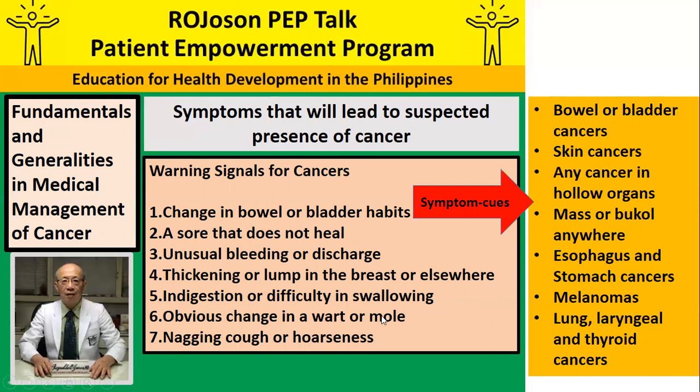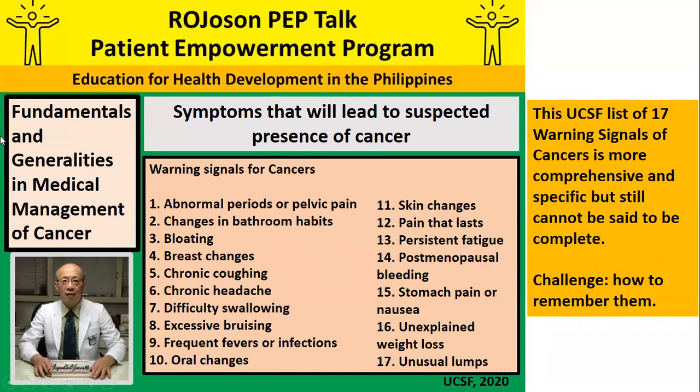Obvious change in a wart or mole: this could be a symptom cue for melanomas. And nagging cough or hoarseness: symptom cues for lung, laryngeal, and thyroid cancers. So this UCSF, or University of California, San Francisco, list of 17 warning signals of cancers is more comprehensive and specific, but it still cannot be said to be complete.